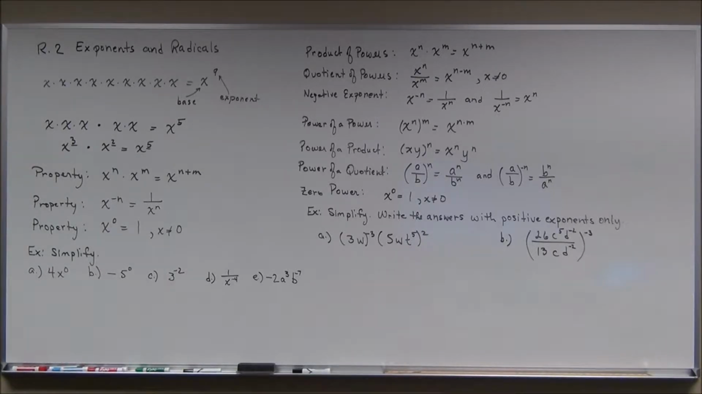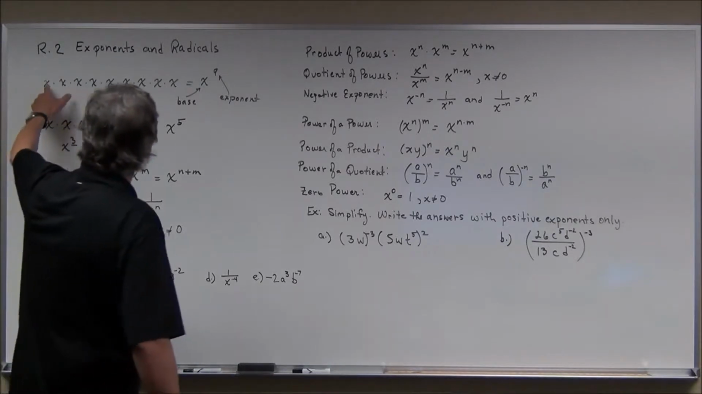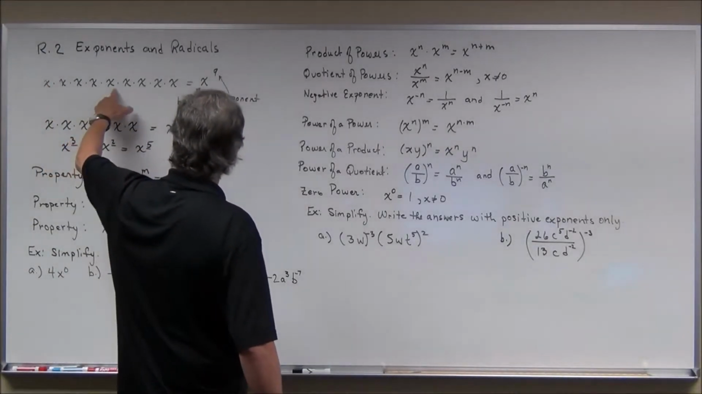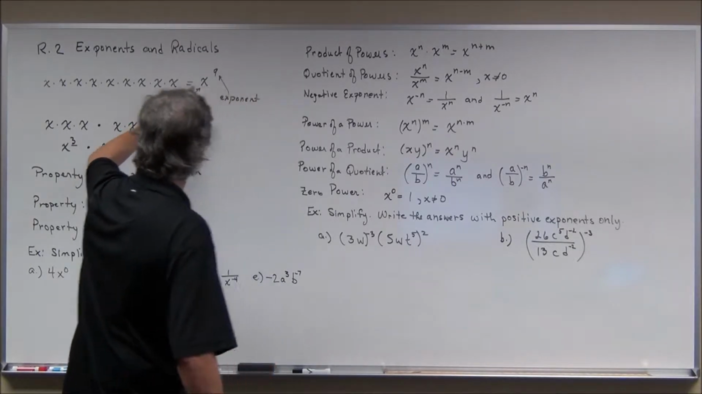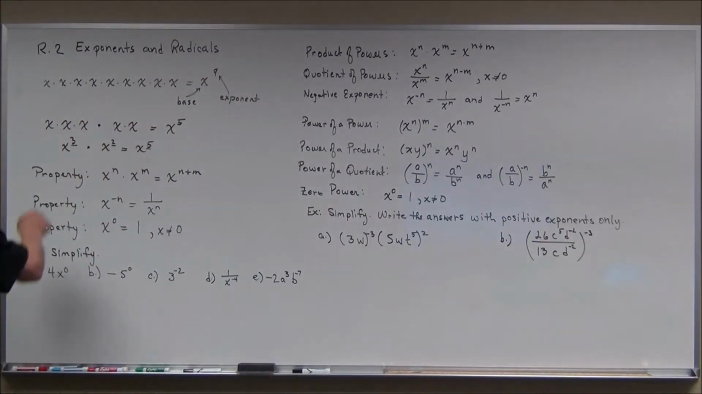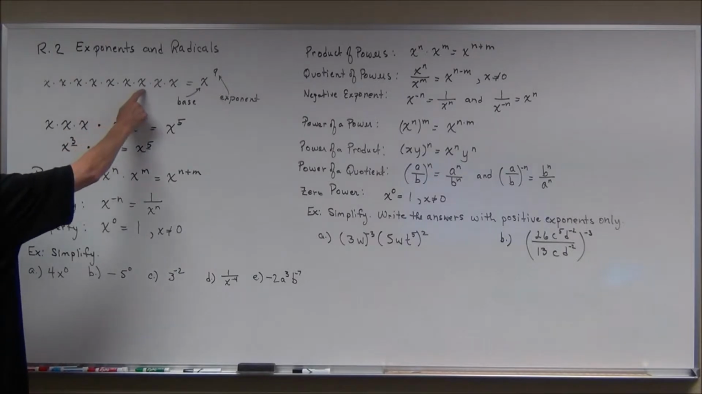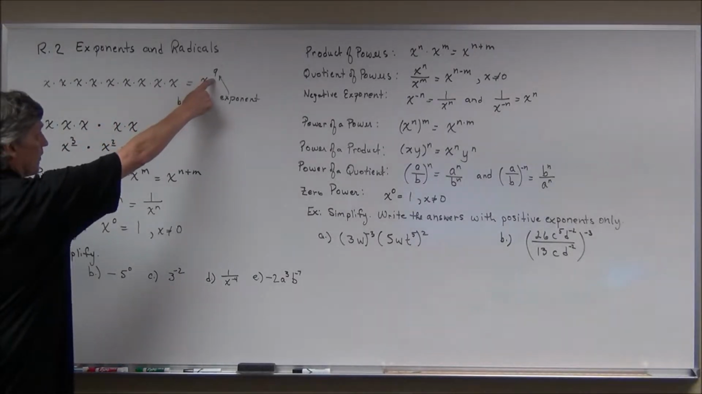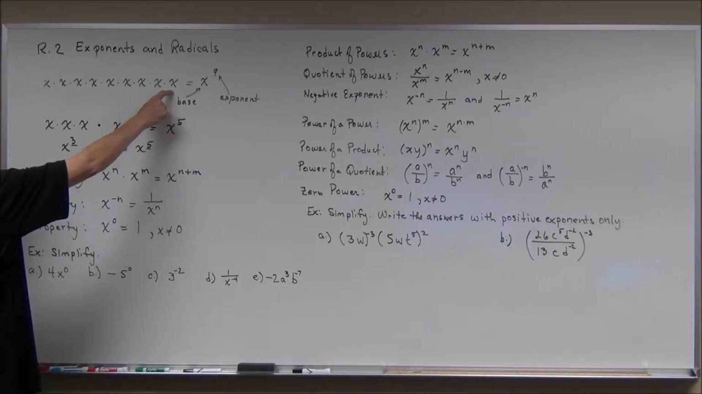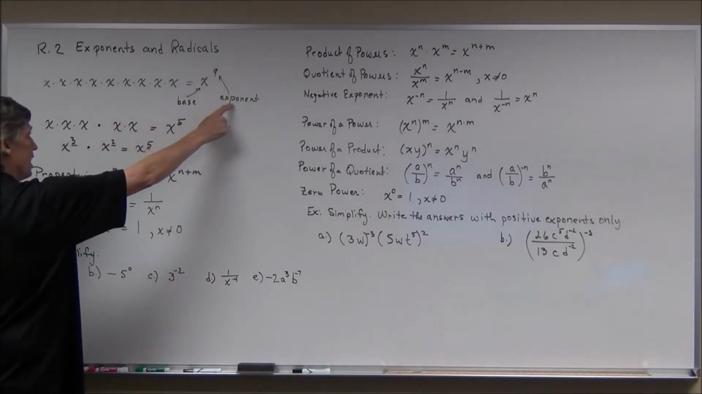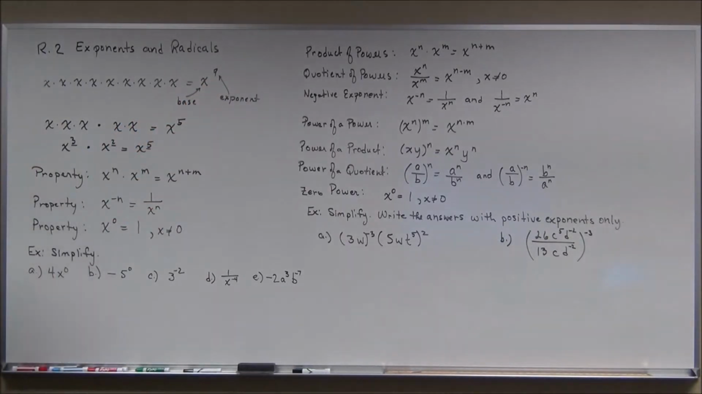It's for repeated multiplication. You may remember that x times x times x times x times x times x times x times x times x is x to the 9th power by counting the number of factors. There's 1, 2, 3, 4, 5, 6, 7, 8, 9 factors. x is the base. That's the factor that's being multiplied times itself repeated times. And the exponent tells you how many times it's repeated.